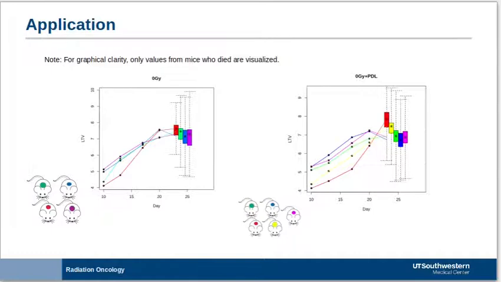Finally, here's an illustration of the method's usage in a real example. The two plots represent two different treatment groups of mice, a set of controls on the left, and a set who received immunotherapy only on the right. Once again, each color represents an individual mouse, and the box plots characterize the range of values selected by our method.